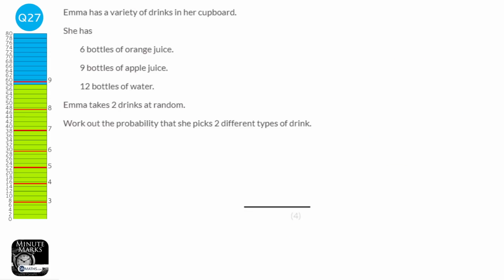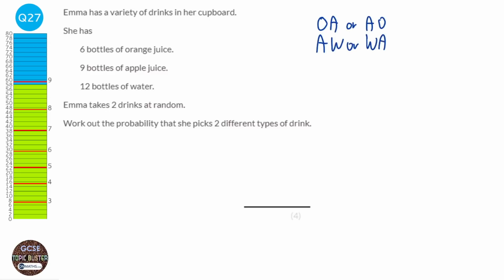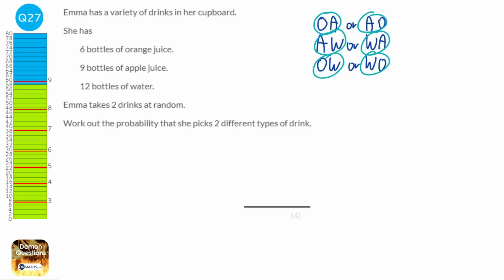We're going to start by working out what outcomes will give us 2 different types of drink. So we could have OA or AO. We could have AW or WA, and we could have OW or WO. Now what we notice when we do this is that OA gives us the same probability as AO, same with AW and WA, same with OW and WO. So we're going to just ignore the right hand side ones, and focus on the left hand side ones.